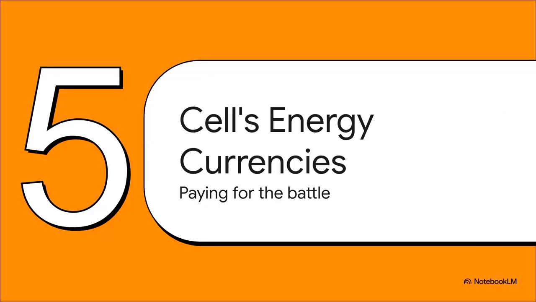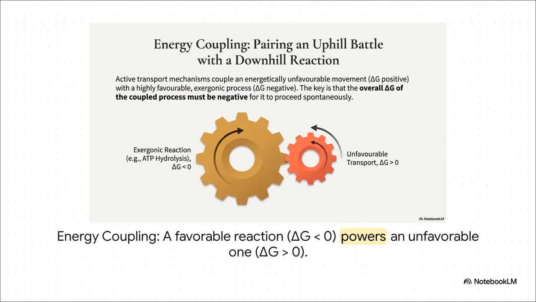So that brings us to the big question, right? If pushing things uphill costs energy, where does the cell get the cash to pay for all this hard work? The cell's strategy is just genius. It's called energy coupling. You take that tough, unfavorable uphill process, that little red gear that just won't turn on its own, and you physically link it to a massively powerful energy releasing process, the big gold gear.